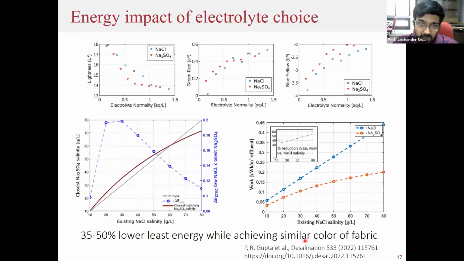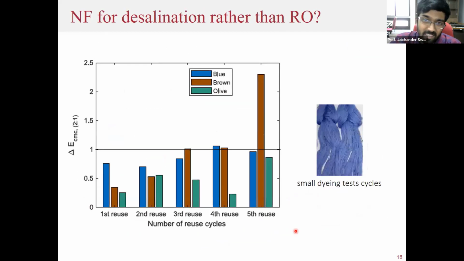Okay. So this is just from a theoretical perspective. What we've done as a next step is to actually sit in the industry and perform some cycles of operation with small batches of dyeing, where we've taken fabric of this size, dyed it, taken the effluent, treated it for color, and then performed nanofiltration as the desalination step, recovered the product and the brine, and recycled it to the next reuse of dye. So this is data across multiple recycling cycles with various colors of fabric.